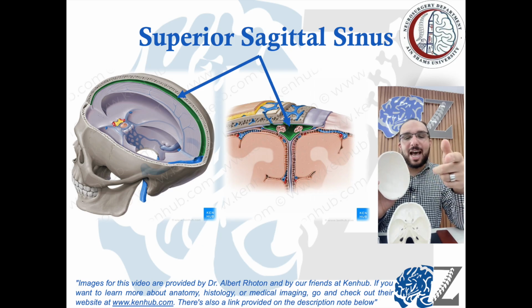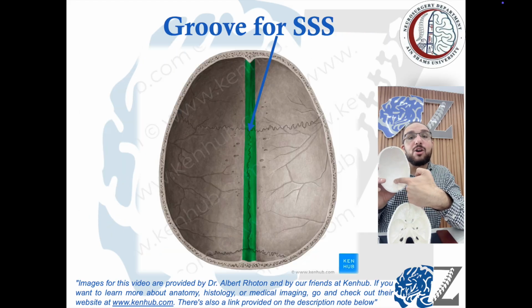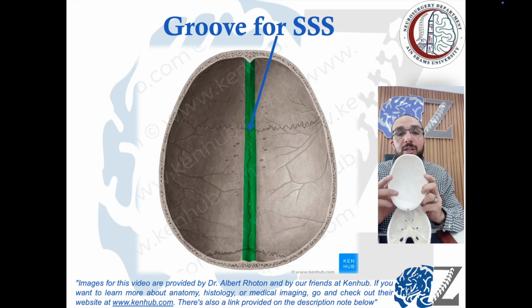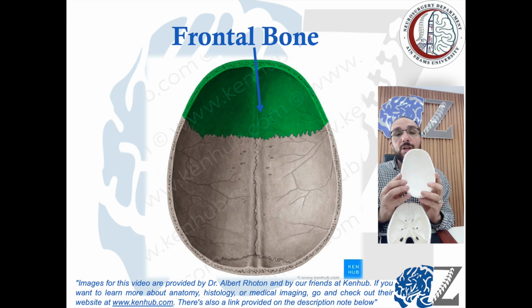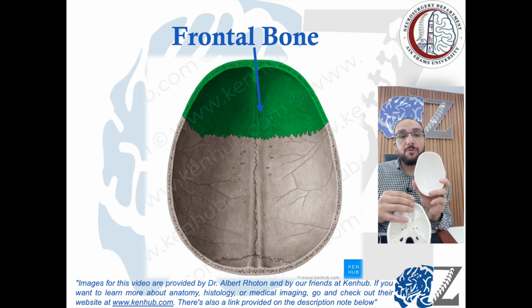Didn't I mention that the skull was formed around its template, and the template was the internal structure? So the internal structure in here, a superior sagittal sinus, forms a groove within the inner aspect of the skull, called the groove for the superior sagittal sinus. There is also an elevation here in front. It's called the frontal crest. Okay, so that's everything that's related to the frontal bone as you look at the calvaria from inside.